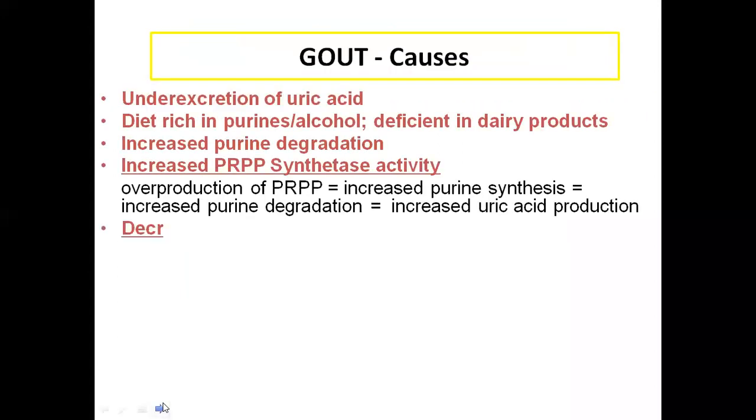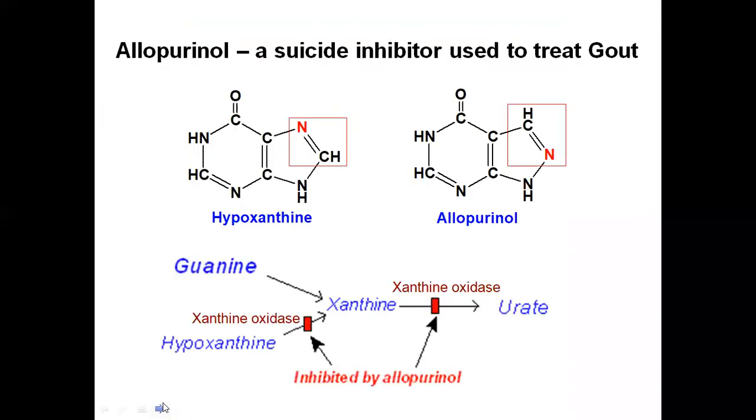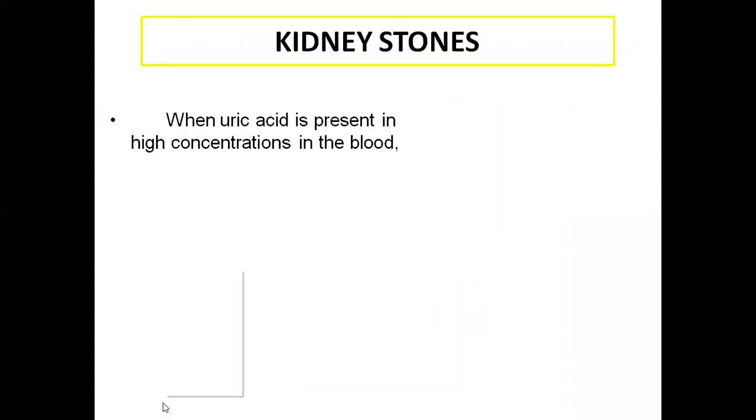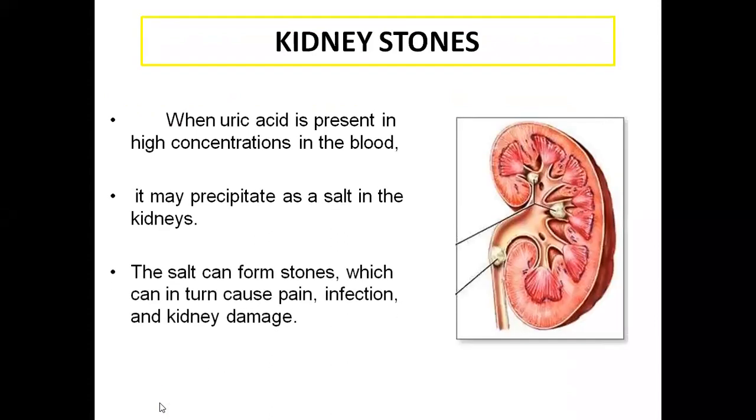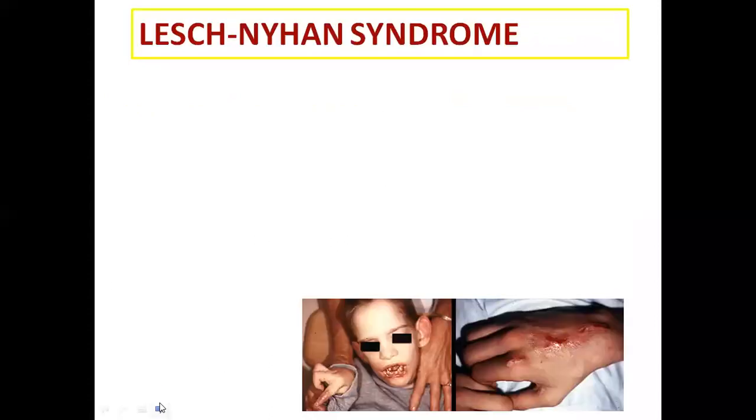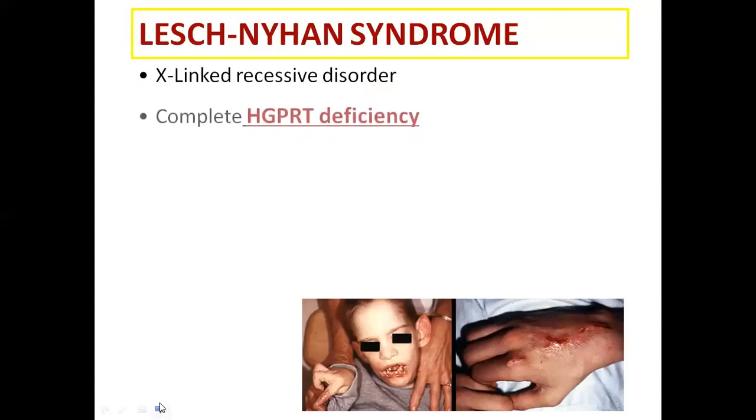So there can be a number of reasons for this gouty arthritis, but what I want to show you are the points just to remember. So we talked about the Lesch-Nyhan syndrome. It's an X-linked recessive disorder.